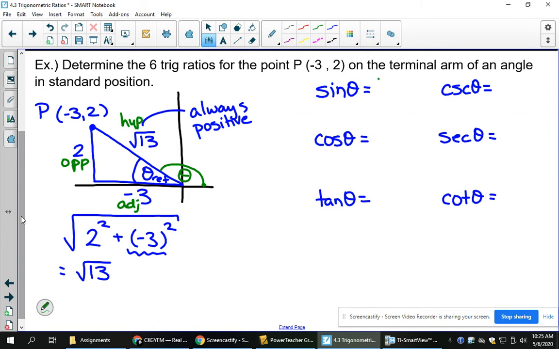Sine is opposite over hypotenuse. Let me fix that. Cosine is adjacent over hypotenuse. Tangent is opposite over adjacent. And then I'm just going to flip all of these for the companion trig ratios.